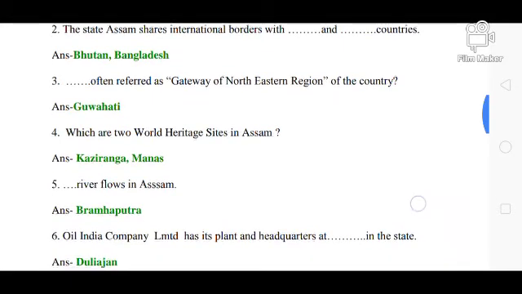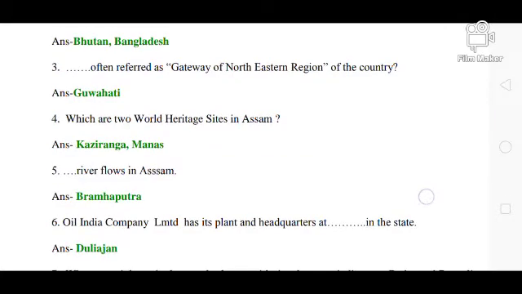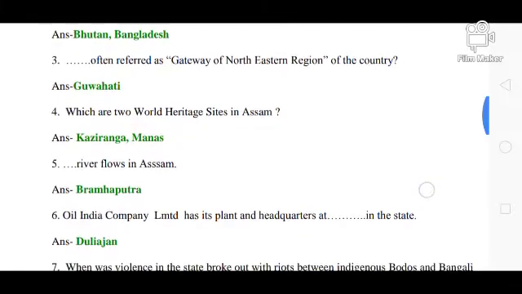The correct answer is Bhutan and Bangladesh. Often referred to as the gateway of the northeastern region of the country.